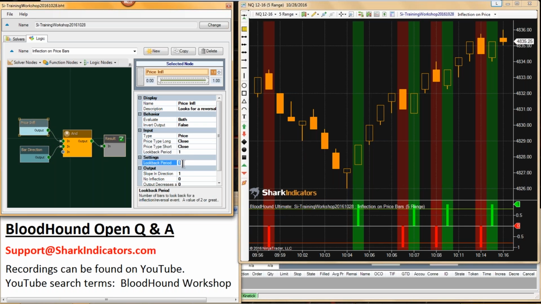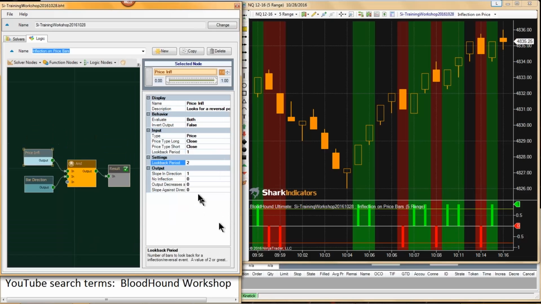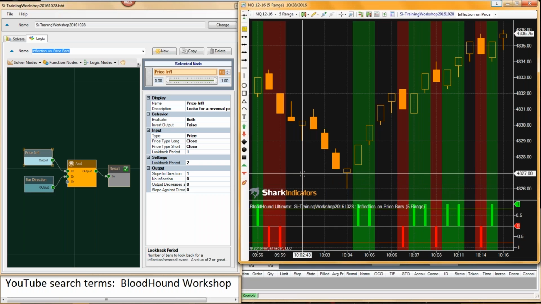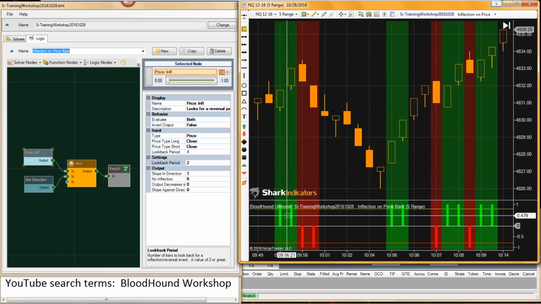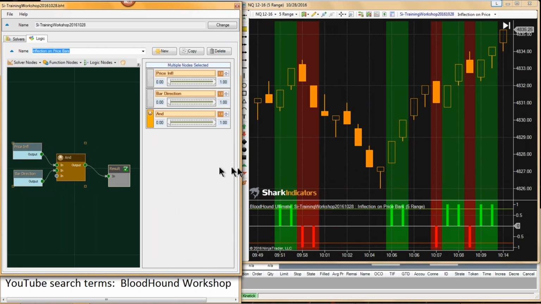Down here, a lookback period of 2. Make sure it's under the settings, not inside the input, not to look back for price, but just to look back for the solver. So under settings, set your look back to 2. What that does is it takes our inflection and extends it out 2 bars. So you can see how some of these inflections are extended out by 2 bars, like so.